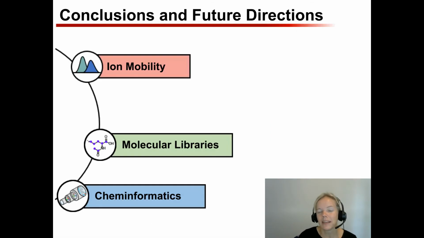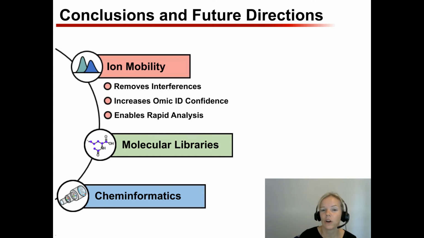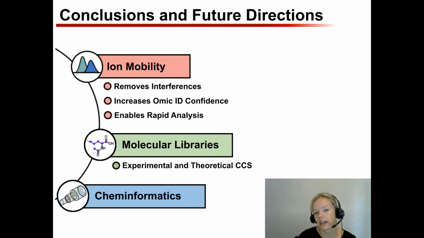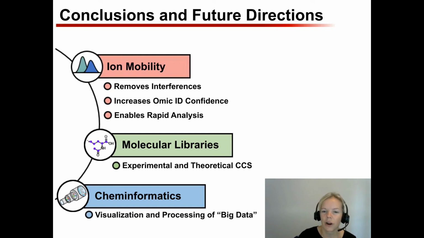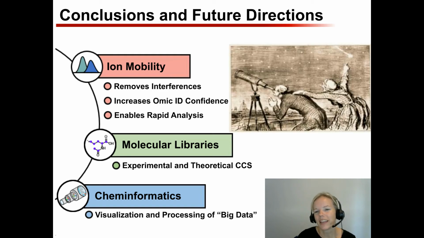And so I hope I was able to show you in this talk that with ion mobility, we were able to remove interferences, increase omic ID confidence, and enable rapid analysis with this multidimensional information. We also use these molecular libraries for experimental CCS, and other people could use those for theoretical. And then I wasn't able to show you our work with our visualization and processing of the big data. But hopefully we can take our little guy here who's got his telescope pointed at the wrong direction for looking at the comet, and give him more information and have him start looking in the right direction.